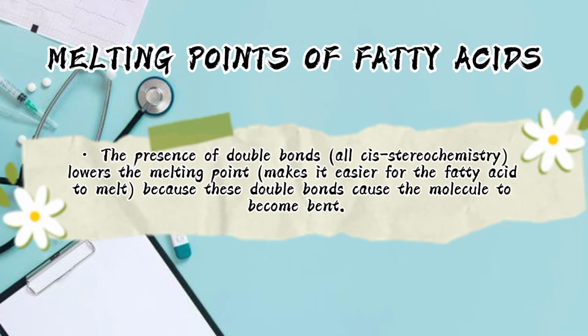The presence of double bonds, or all-cis stereochemistry, lowers the melting point, or makes it easier for the fatty acid to melt, because these double bonds cause the molecule to become bent, with fewer attractions between chains.